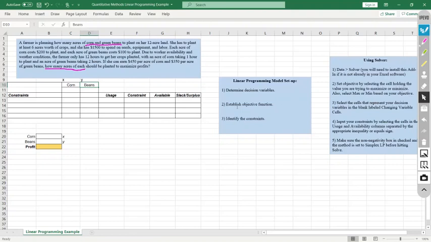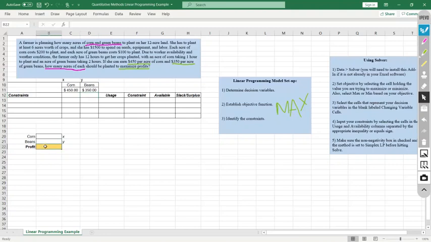So our second thing that we need to do is identify our objective function. We are told that our goal is to maximize profits. So our goal is to maximize. That means that I need to know how much profit I'm making off of each thing. I'm told that I'm making $450 per acre of corn and $350 per acre of green beans. And let's just put that information in our chart so we can keep track of everything. I'm making $450 off of corn, $350 off of beans.